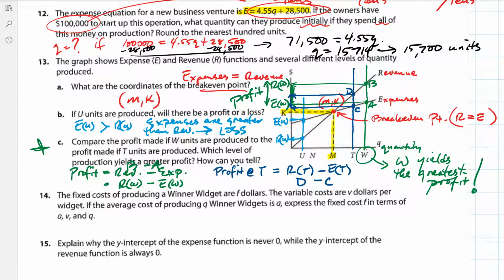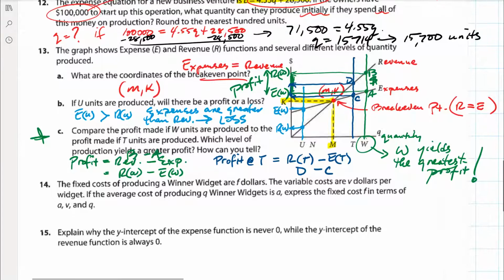It says, how can you tell? I was just talking about that. The distance from B to A is greater than D to C. And we're talking about dollars here, guys, on the graph, because the vertical is dollars and the horizontal is quantity. And that is how it's done.